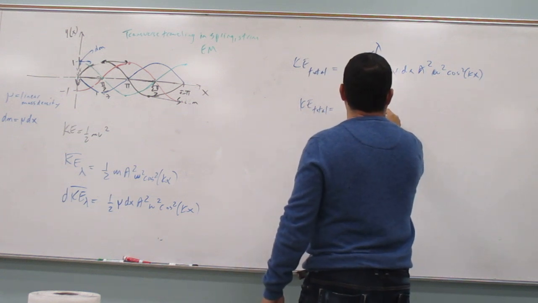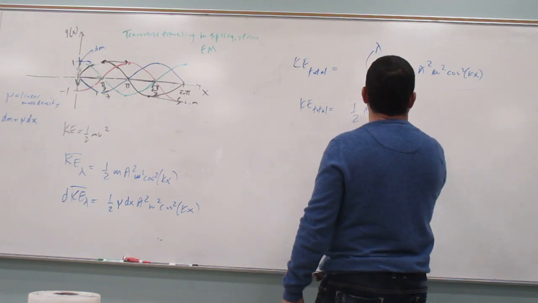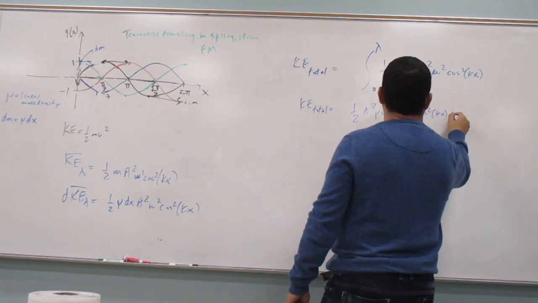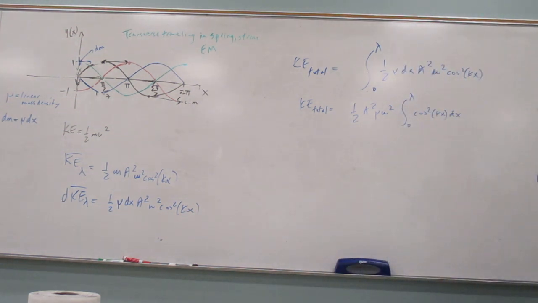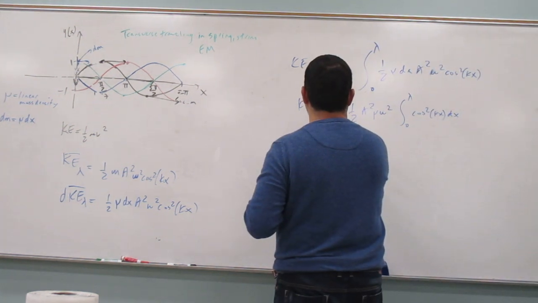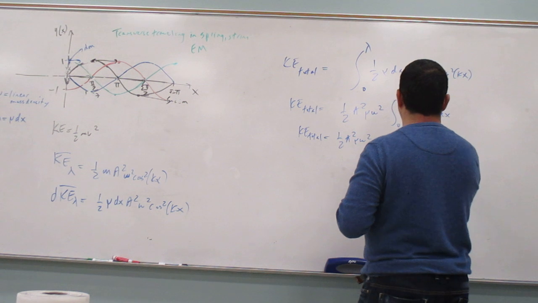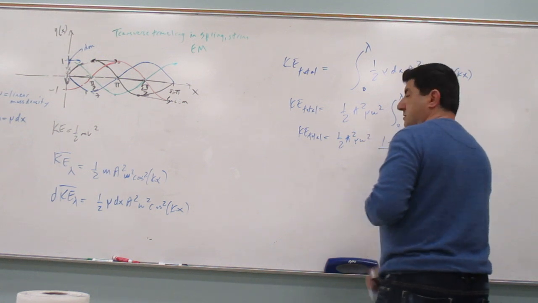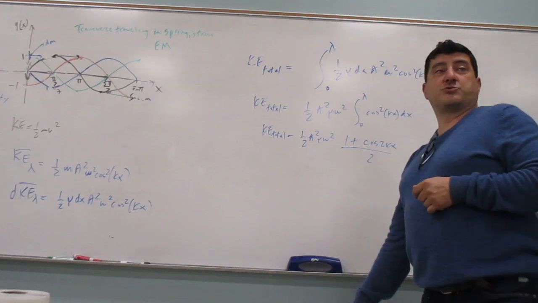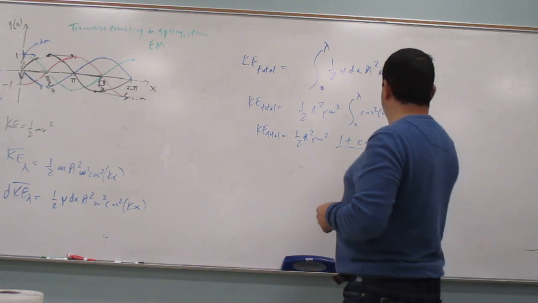Half a squared mu omega squared, integral 0 to lambda, cosine squared kx dx. So this one we can use the cosine squared rule again: 1 plus cosine 2kx over 2, right? That rule is very, very useful here. From 0 to lambda, then you put the lambda in there.